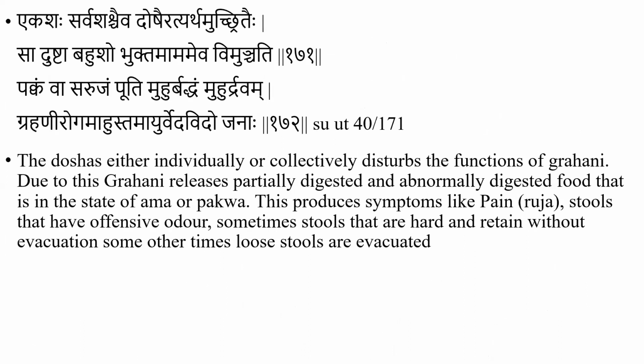The doshas, either individually or collectively, disturb the functions of Grahani. That is what I told about. Sadushta bosho, bhuktamamameva vimuchyate. The pakvam vasarujam puti muhurbaddam hudruvam. Here, I told why there is a difference in the symptom presentation. Why is there no Atisara only, or why is there no Vibandha only? Why is there an altered pattern? Because of this dushta. The word dushta is used here to denote ama.